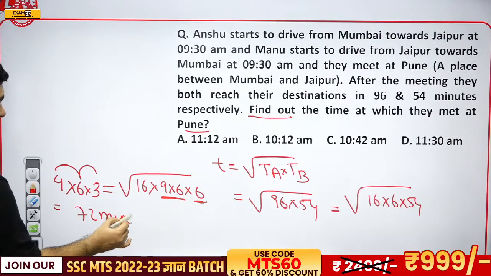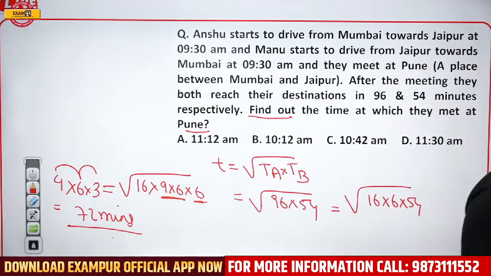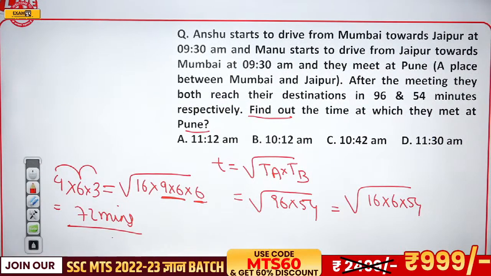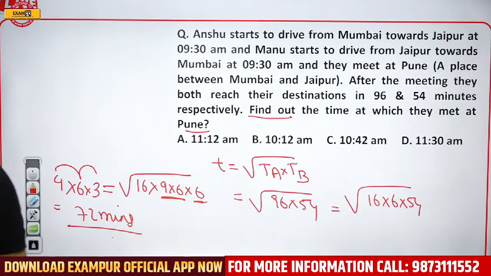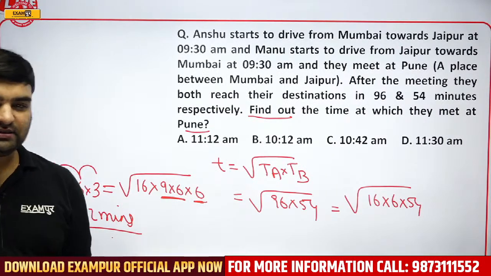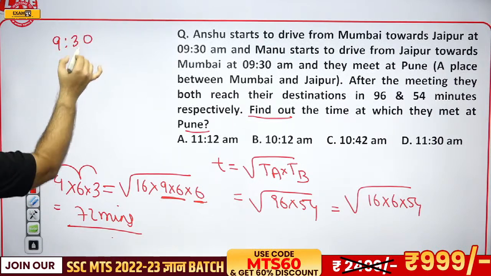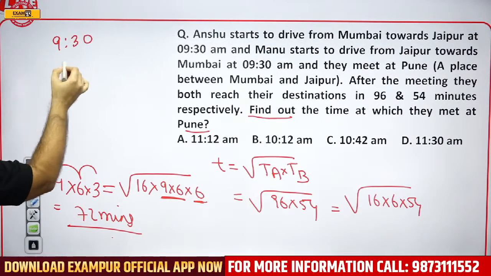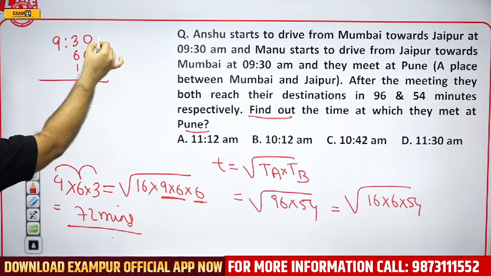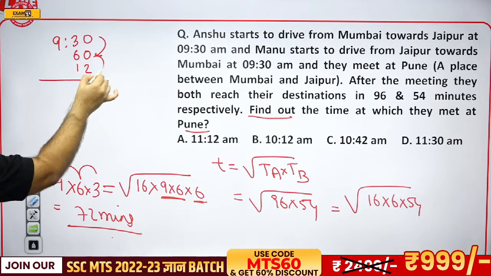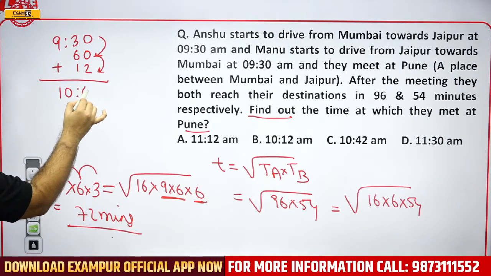They will meet after 72 minutes. They started at 9:30. Meeting after 72 minutes, so 60 plus 12. 9:30 plus 60 is 10:30. 10:30 plus 12 is 10:42.